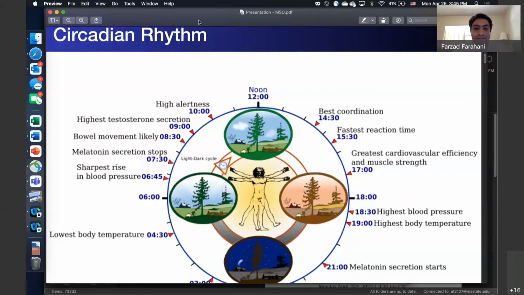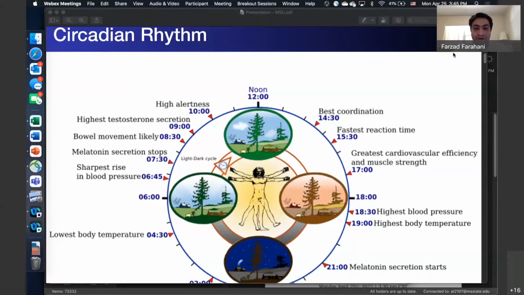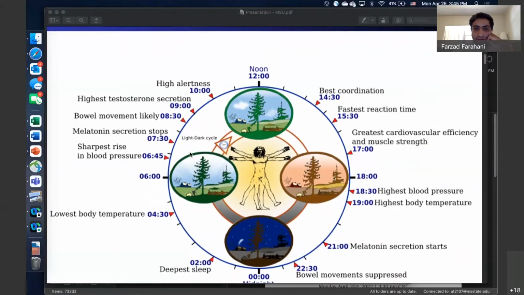And this 24-hour fluctuation regarding human performance increases during the day and decreases at night. For example, here at the bottom of the figure, at midnight, when we go toward morning, around 4 a.m. we have the lowest body temperature, and then afterward, at 10 a.m., we have the high alertness of the body, and then during the afternoon around 3:30 we have the fastest reaction of the body in terms of the coordination between the body and the brain.